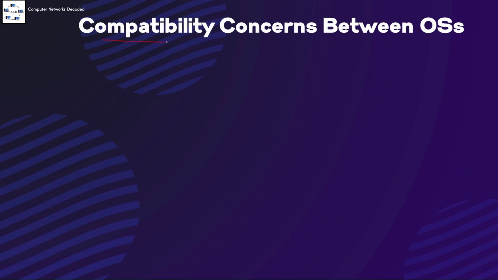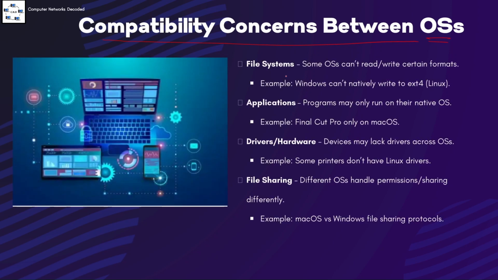So what are some compatibility concerns between different operating systems? These concerns include the compatibility between file systems. So some operating systems cannot read or write certain formats. For example, Windows cannot natively write to ext4, which is a Linux file system. So this is a compatibility concern between Linux and Windows.